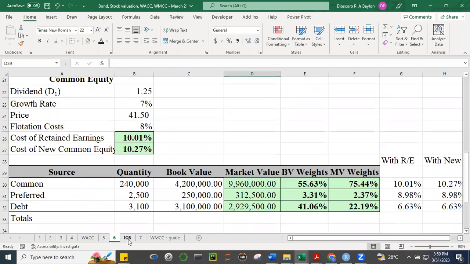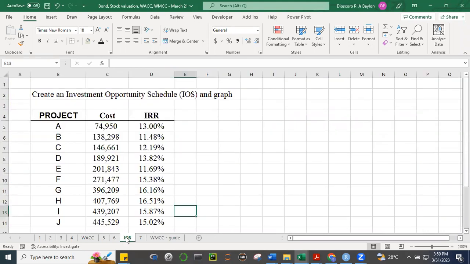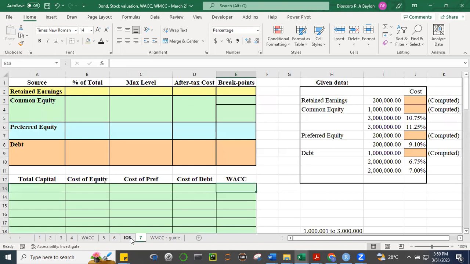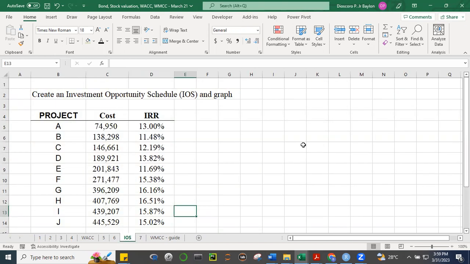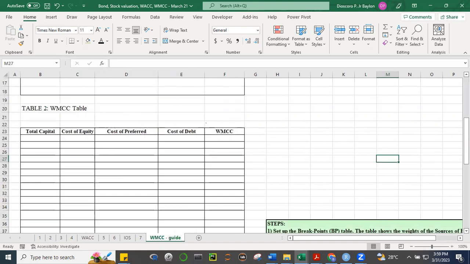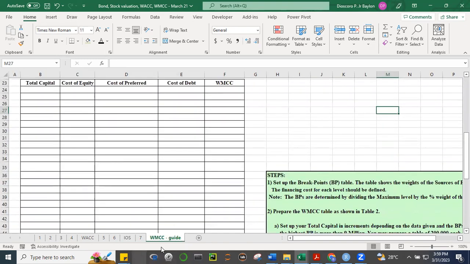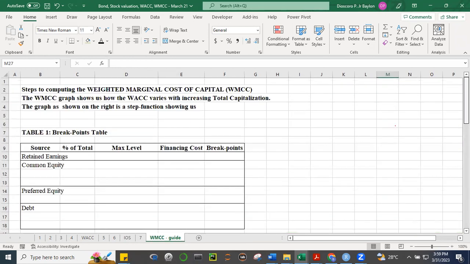We have a few more topics here. We'll just finish this on Tuesday, and then I add other topics here. Itong investment opportunity schedule and the weighted marginal cost of capital. Okay, so dalawang topics yan. Related IOS at saka WMCC. And we will have time for another topic.